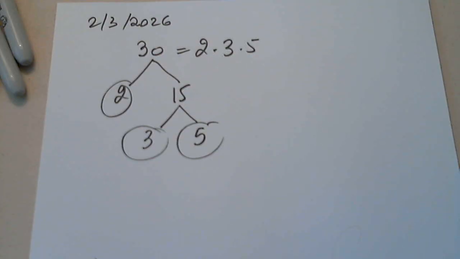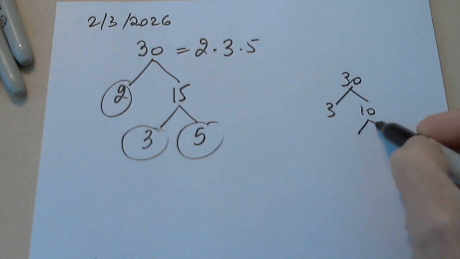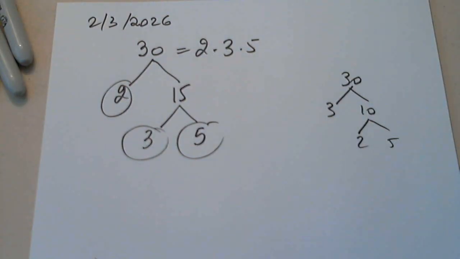Now, you can also, if you want, write 30 as 3 and 10, and then write 2 and 5. Yeah, that's fine too. But then you have to write them in the correct order anyway. That's fine. It's acceptable. That is acceptable too.